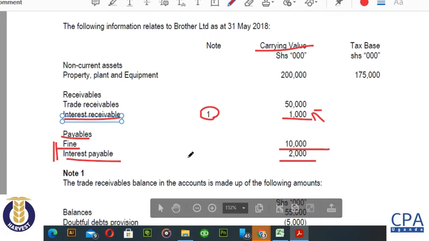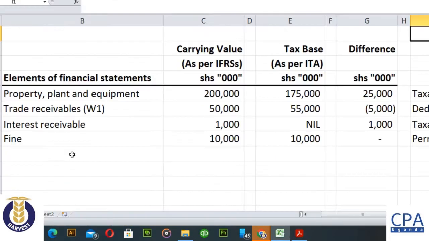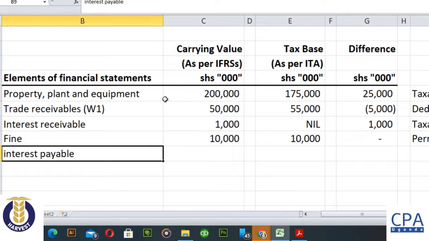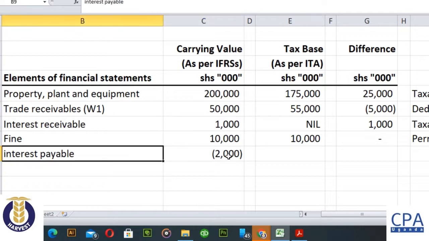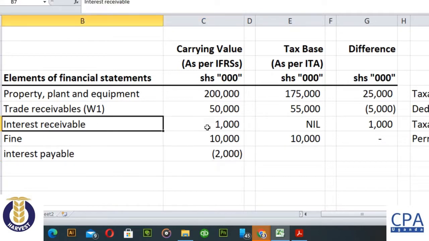So in this case, we haven't yet paid this 2 million, and therefore it has no tax base. It won't be recognized under the tax law. So what we do, we bring our interest payable into our computation schedule. It has a carrying value as per the question of 2 million. Now I'm putting this in brackets, or taking it as a negative, because interest payable is different from interest receivable. To distinguish between these two, I need to indicate that this is a liability, whereas this one is an asset. Liability is negative, asset is positive.